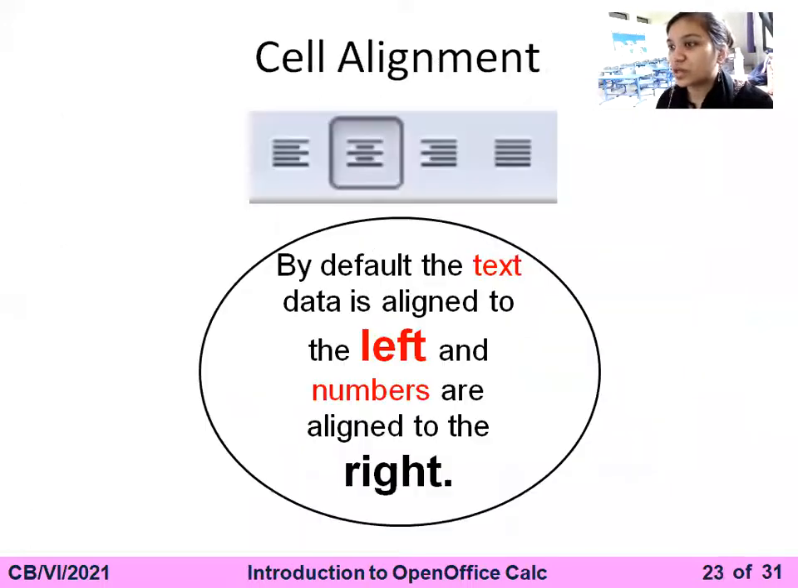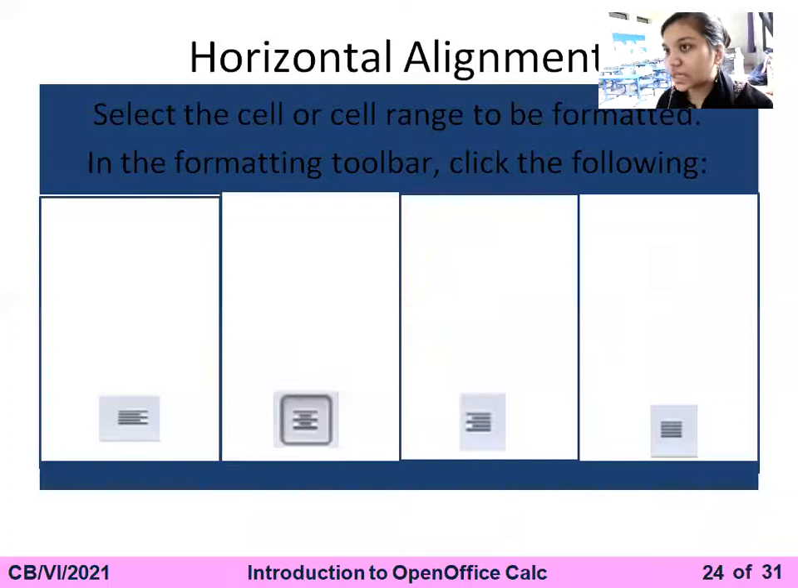Then we change the font color and change the alignment of text. By default, the text alignment is left, and the number alignment is right side in Calc. Then we learned the two types of alignment, horizontal alignment. There are four horizontal alignments: left alignment, right alignment, center alignment, and justify.